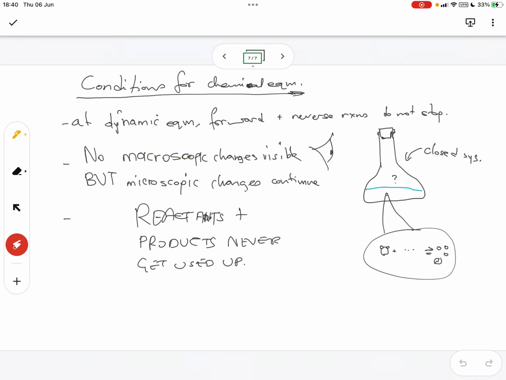Then we also don't see big changes or obvious changes, meaning macroscopic. So in other words, we don't see things like a color changing, or bubbling, or anything that shows that there's a reaction. But that doesn't mean that on a very small level, one we can't see with the naked eye, something isn't happening.